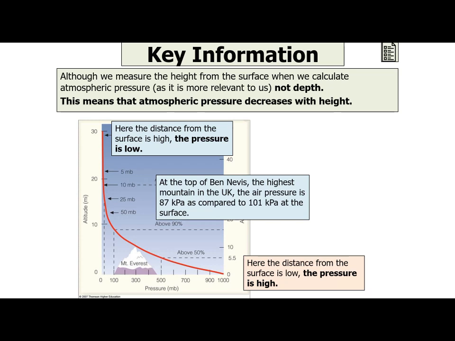At the top of Ben Nevis, the highest mountain in the UK, the air pressure is 87 kilopascals as opposed to 101 kilopascals at the surface of the Earth.